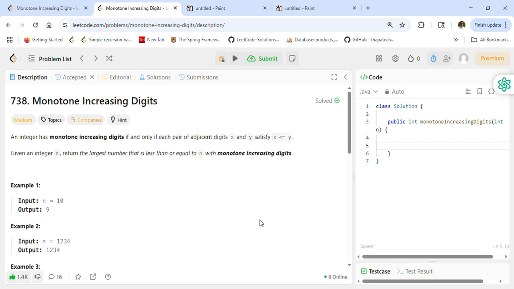So let's start. An integer has monotone increasing digits if and only if each pair of adjacent digits x and y satisfies the relation x is less than or equal to y. Given an integer n, return the largest number that is less than or equal to n with monotone increasing digits. Okay, so this is what we want to find out.